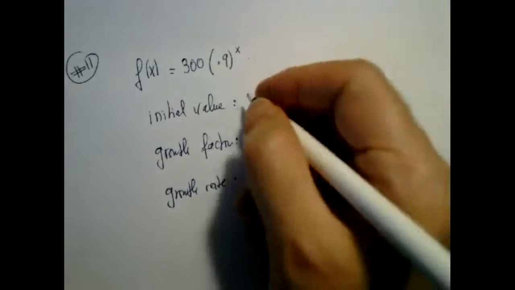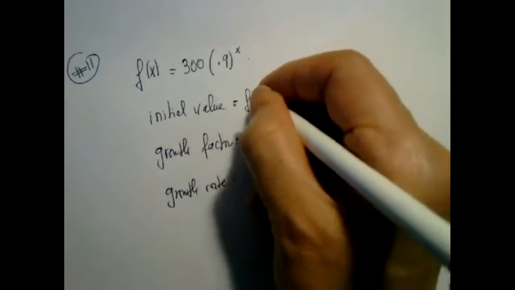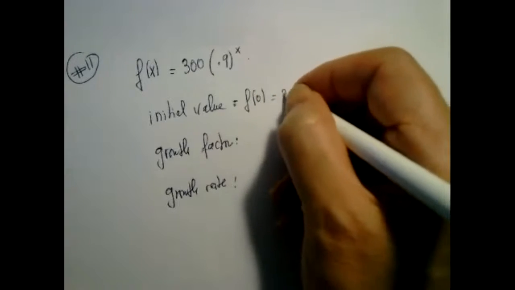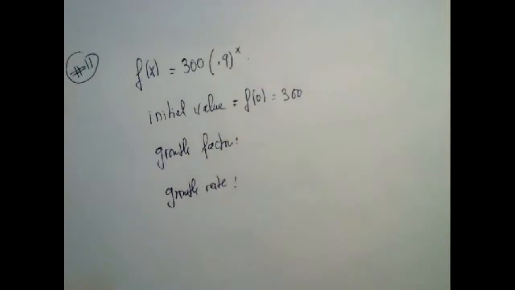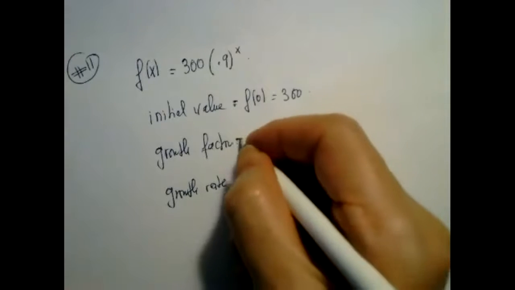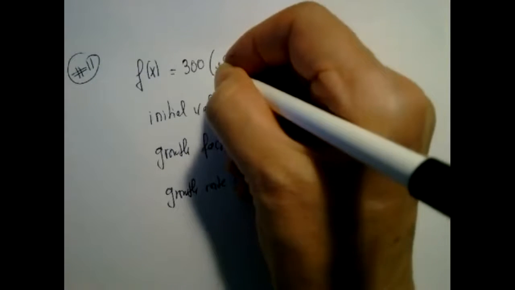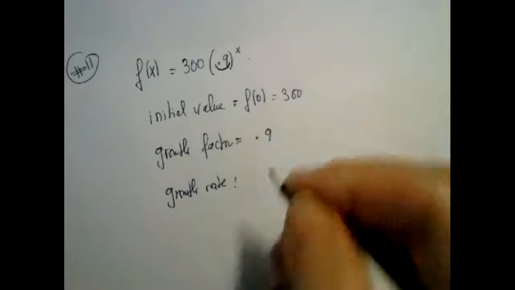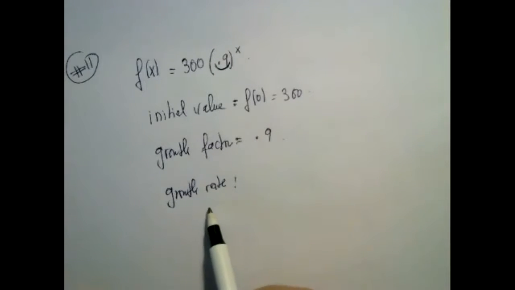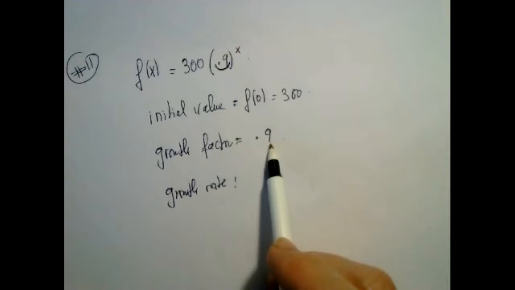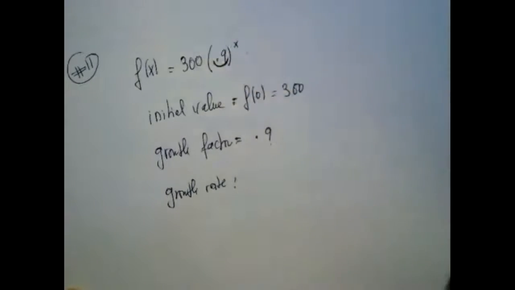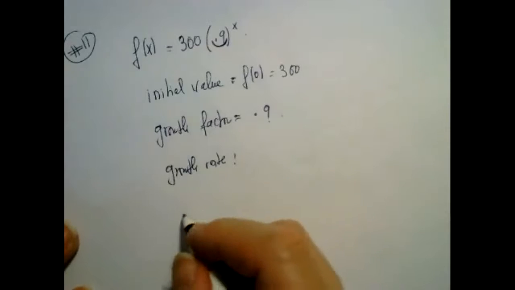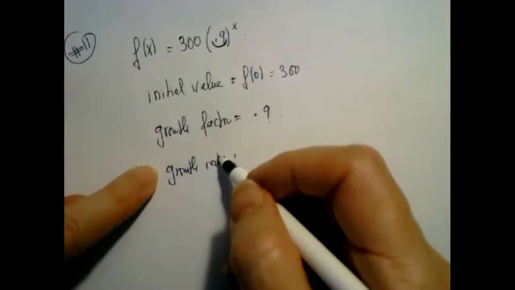So initial value, everybody tells me it is 300. That's correct, because it's the value at 0, which is 300. The growth factor is your B. It's this one here, 0.9. The growth rate is basically how far is 0.9 from 1. But to evaluate it, if I know the growth factor, how do I know the growth rate?